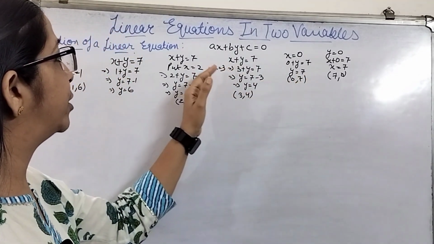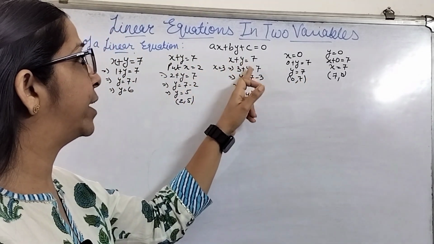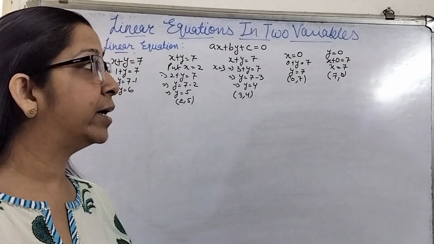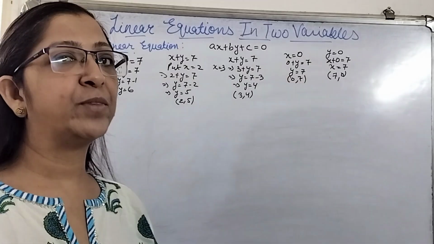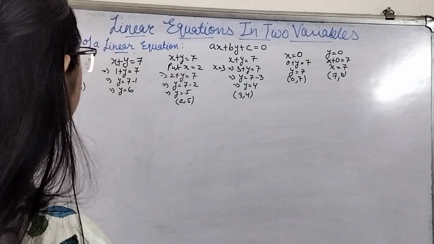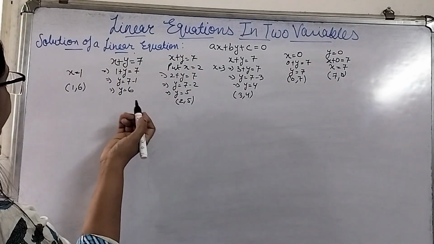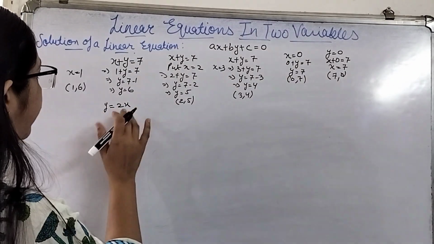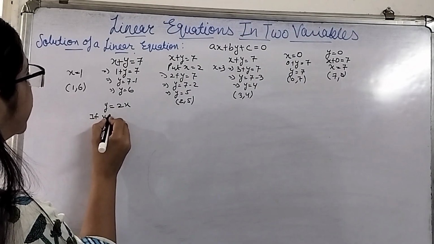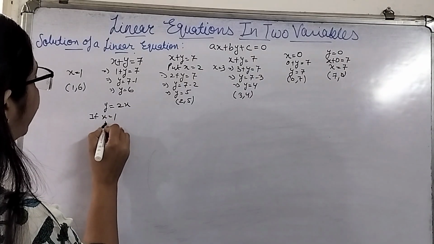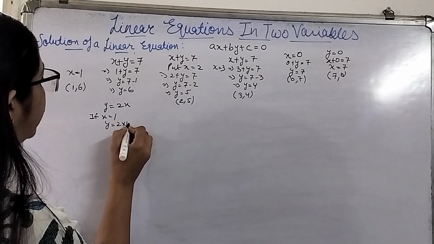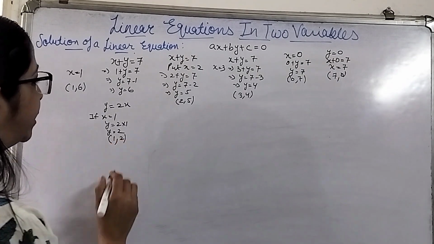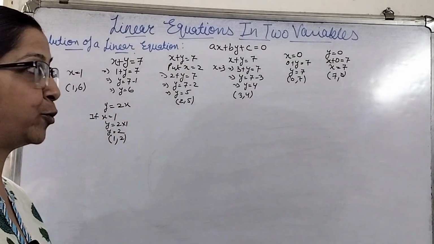We can have infinitely many values of x and y for which the linear equation is satisfied, and each will be a solution of the equation. Let's take another example. Say y equal to 2x. Now if I keep x equal to 1, then y will be 2 multiplied by 1, so y will be 2. That means the value of x is 1, the value of y is 2. This is a solution of this equation.